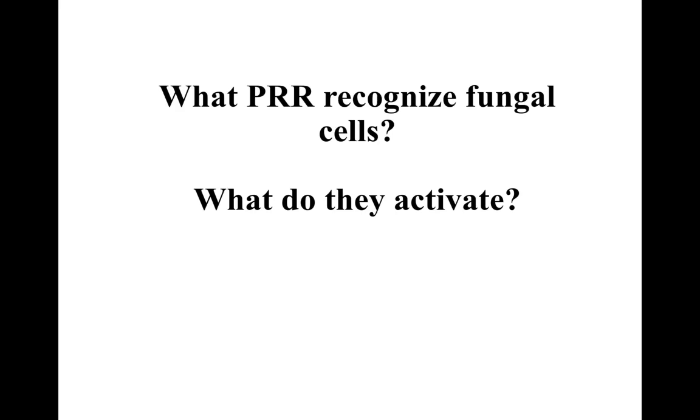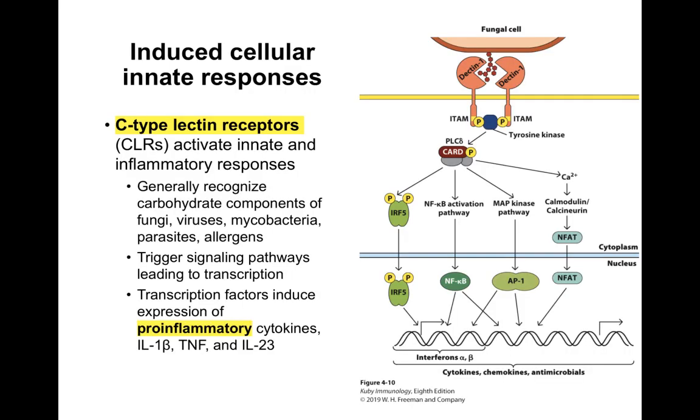What pattern recognition receptors recognize fungal cells, and what do they activate? The pattern recognition receptor that recognizes fungal cells, one of them is the C-type lectin receptors. This is showing you dectin-1, which can recognize fungal cells. And it activates pro-inflammatory cytokines to be generated.